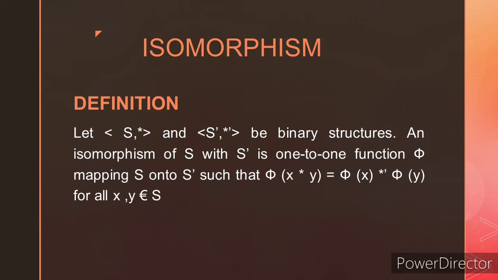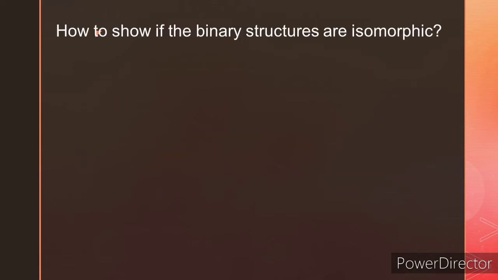Definition: let (S, *) and (S', *') be binary structures. An isomorphism of S with S' is a one-to-one function phi mapping S onto S' such that phi(x * y) is equal to phi(x) *' phi(y) for all x and y elements of S. So how to show if the binary structures are isomorphic?